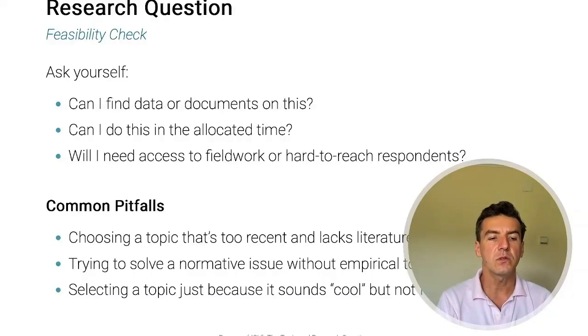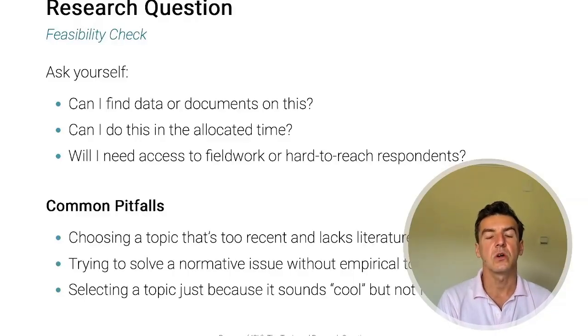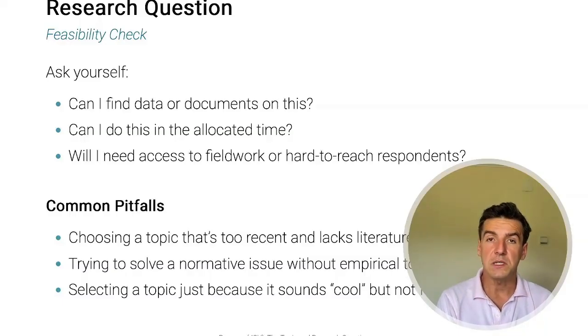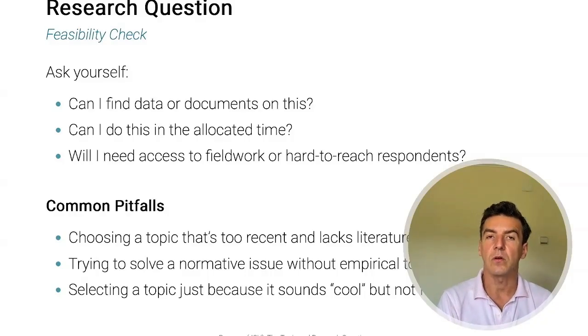And then finally, you also should think about feasibility: how feasible is your question? When we say feasibility, we have to ask ourselves, can we find data on the topic, on the question that we're interested in answering? Can we do this within the allocated time? Will I need access to fieldwork or other respondents that may be hard to reach? These are important questions that you have to think about when you're writing your research questions.